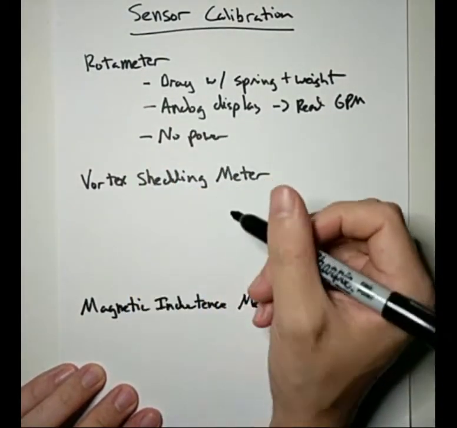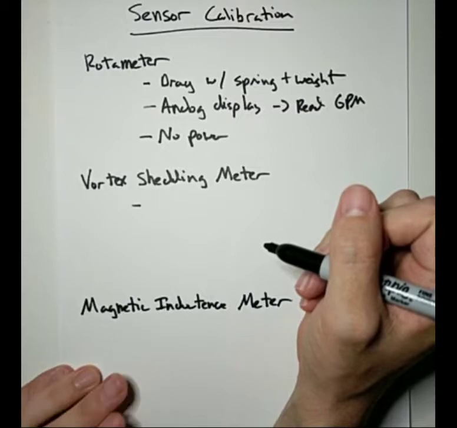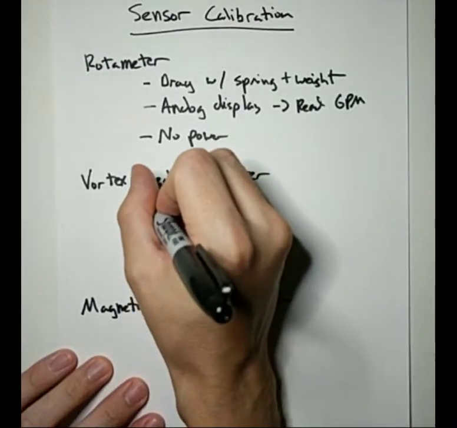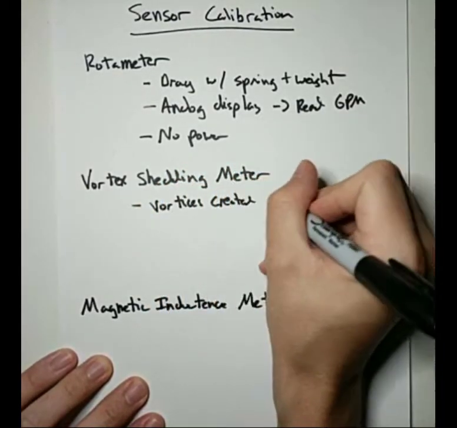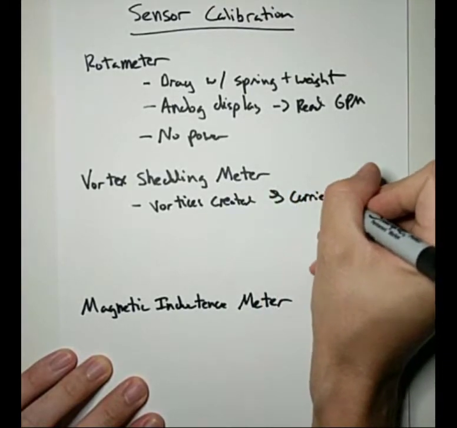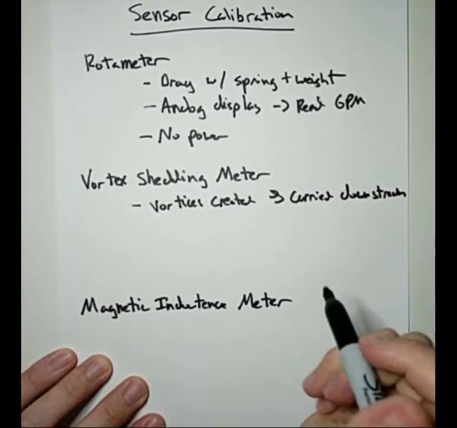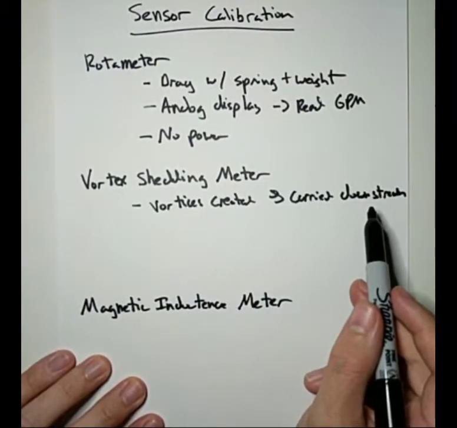So the vortex shedding meter. So there is a body in the flow path. As water flows over that, vortices are created. So those vortices are then carried downstream in the water flow. So vortices are created, they get carried downstream. So the vortices are moving at whatever the speed of the flow is.